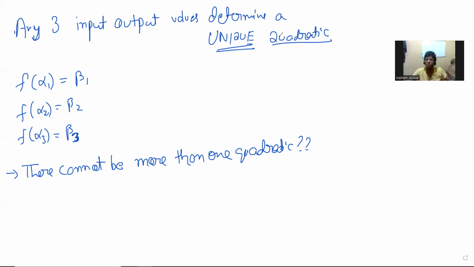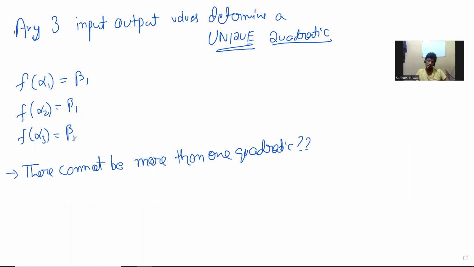So I think what we were doing last time is we took equal values. We took equal values and tried, right? Anyway, that's fine. So now we want to say that there cannot be more than one quadratic.